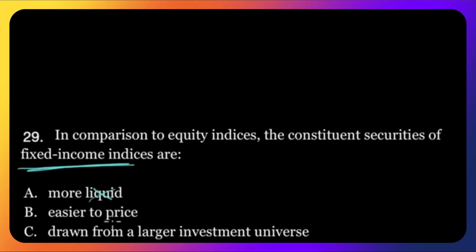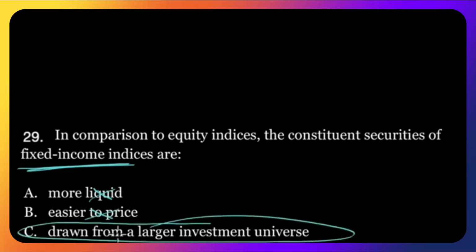Easier to price? Well, stocks we can look in the security market and see the price. Bonds, that's a dealer desk. We have to call and get quotes, and maybe one dealer will have different prices than another dealer. So there is a price discovery method you have to go through. It's not as easy as looking, so I wouldn't say they're easier to price, but this is true. They are drawn from a larger investment universe. There you go. Lots of terminology.